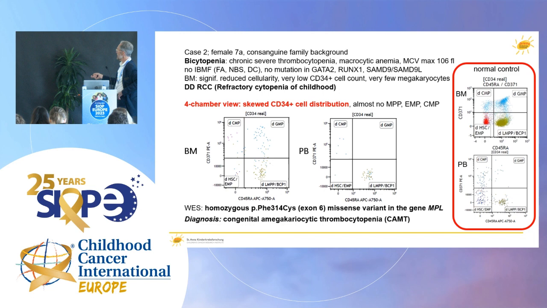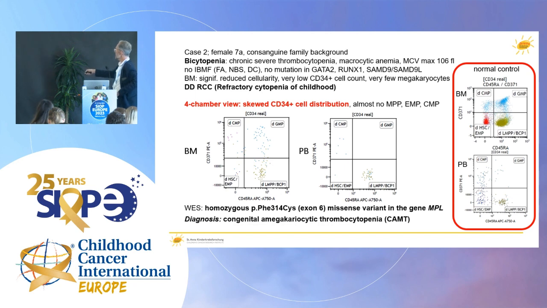So what we looked at is actually in bone marrow and blood, we looked at the appearance of the 4-chamber view. And as said, this is the normal 4-chamber view in marrow. This is the normal 4-chamber view in blood. You always have CD34 positive cells in blood. They usually don't have GMPs, but they have frequently early EMPs and MPPs and CMPs. This should usually be there.